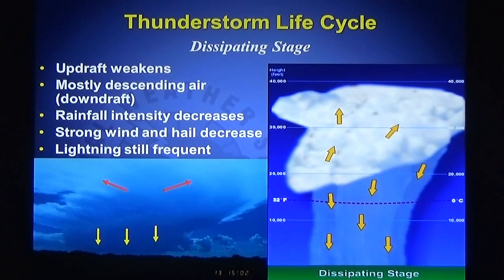When the warm, moist air gets cut off, the thunderstorm starts to weaken and eventually will die. It's still dangerous in the dissipating stage because there's still lightning, and lightning is a killer.